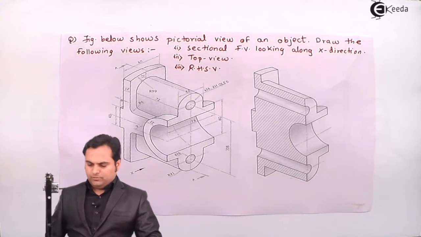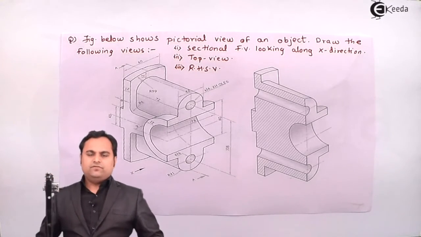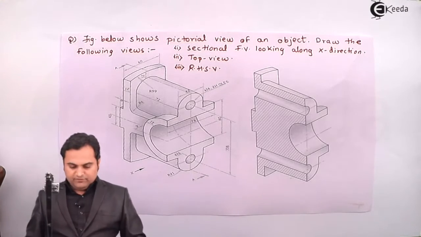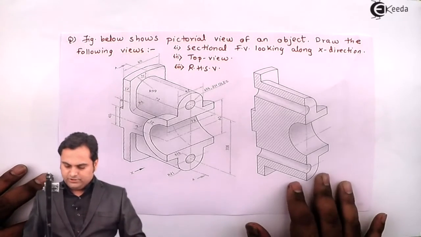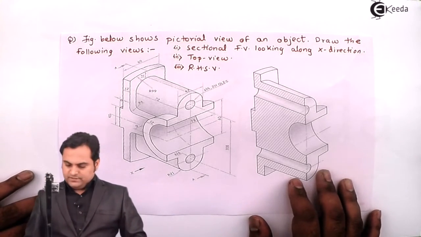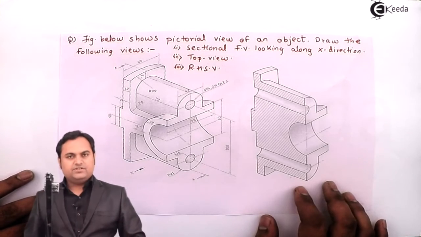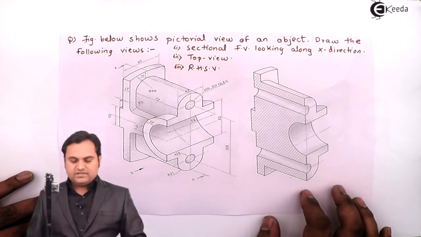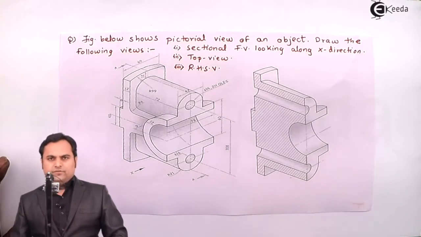In this video, we'll see a problem on sectional orthographic projections. For that, here is the question. Figure below shows pictorial view of an object. Draw the following views: sectional front view looking along x direction, top view and right hand side view. So this is the question in front of us.